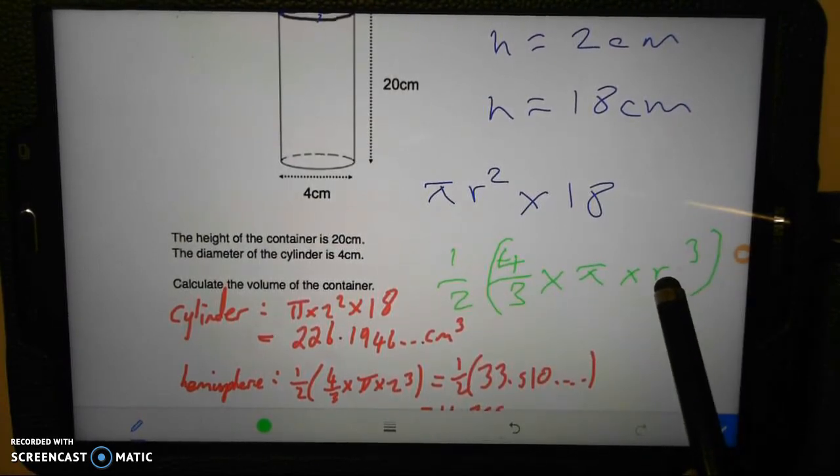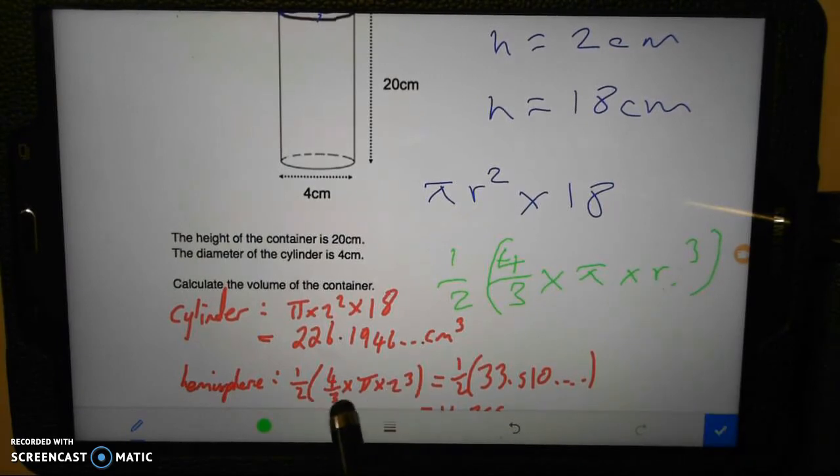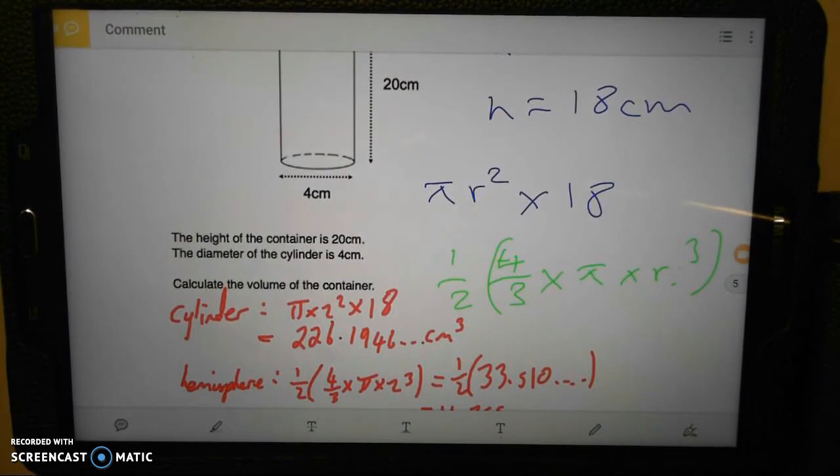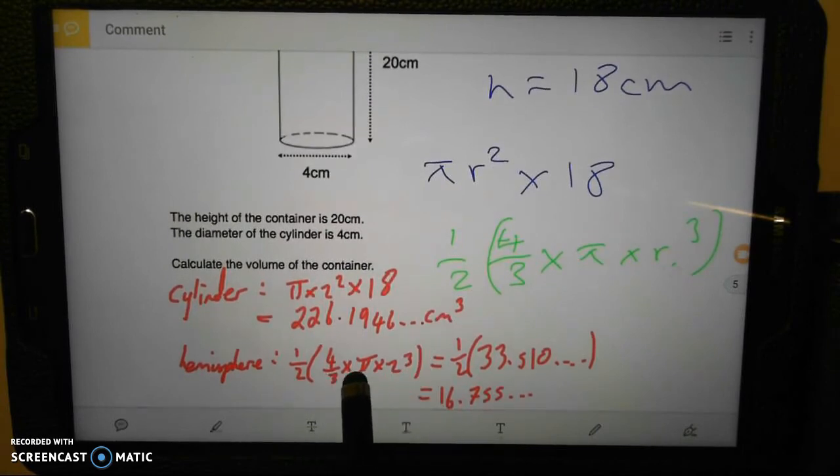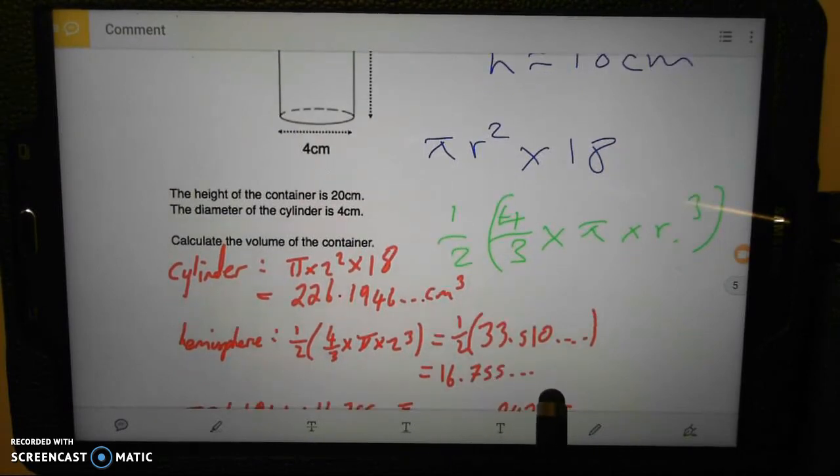Now we know that r is 2. So when you fill this in, you get half times, open the bracket, 4/3 times pi times 2 cubed, close the bracket. Remember, inside the bracket is the volume of a whole sphere. But because we're only looking at the volume of a hemisphere, we're timesing it by half. When you put what's inside the bracket into your calculator, you get 33.510. So that's the volume of the whole sphere. But because we only want a hemisphere, we times it by half, so you get 16.755.